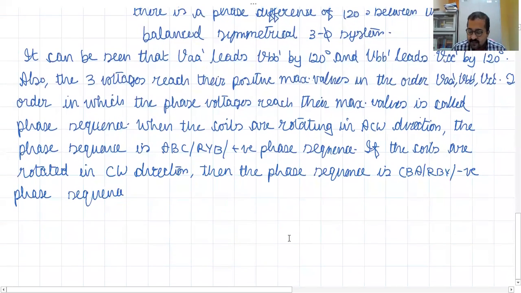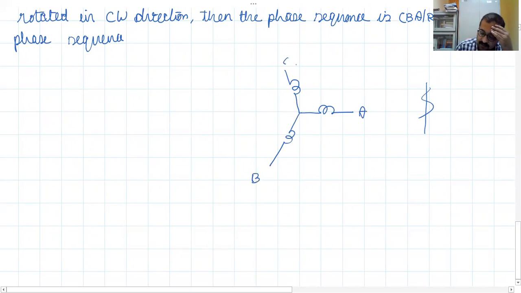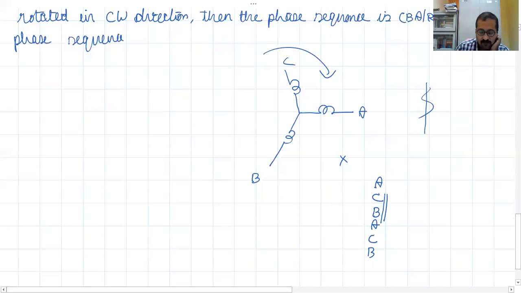How come? For example, this is A, this is B, this is C. Assume that it is rotating in the clockwise direction now. Let this be the reference point X. Which one will reach first? First A will come, then C, then B, and the cycle continues. So this is called CBA phase sequence or RBY phase sequence. It's in the negative sense, which is why it's called negative phase sequence, because now the coils are rotating in the clockwise direction.